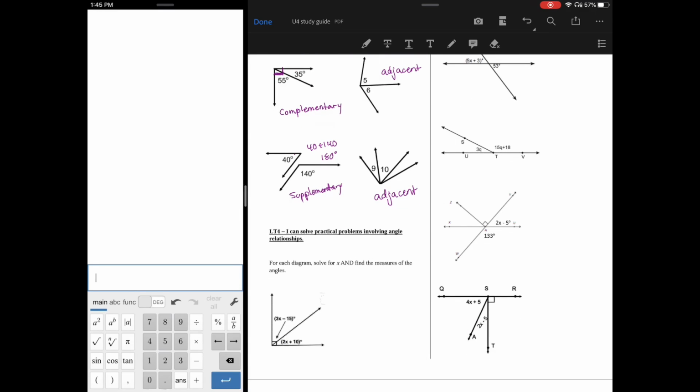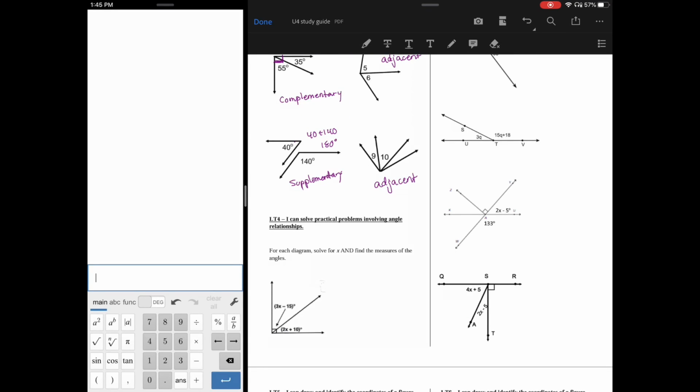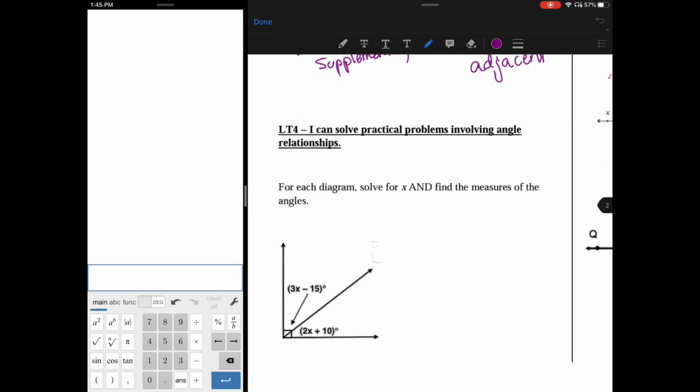In learning target 4, we take this information and we use it to solve for missing angles. So our first problem, we're solving for x, and we're finding the measures of the angles. So if we take a look, and I'll zoom in so it's a little easier to see, these two angles add up to 90 degrees. So I need to write an equation in order to solve for x. So what I'll do is I'll write 3x minus 15 plus 2x plus 10 is equal to 90. And then I have to solve.